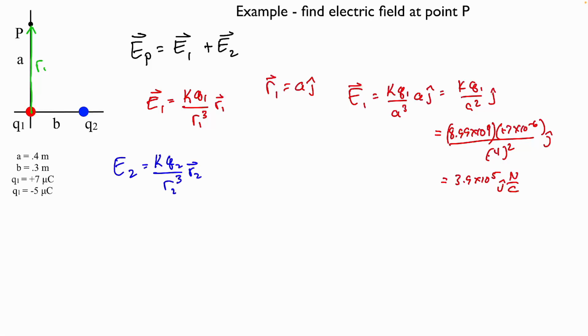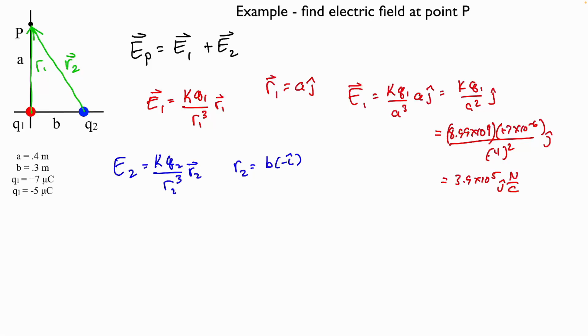So where does the R2 vector start? On charge 2. Where does it end? On P, the place that we're trying to find it. R2 vector is this one. And can I just look at it and know what its components are? What's the x component of R2? It's B in the negative I hat direction, isn't it? Because it's pointing to the left, right? We got to go left and then up.